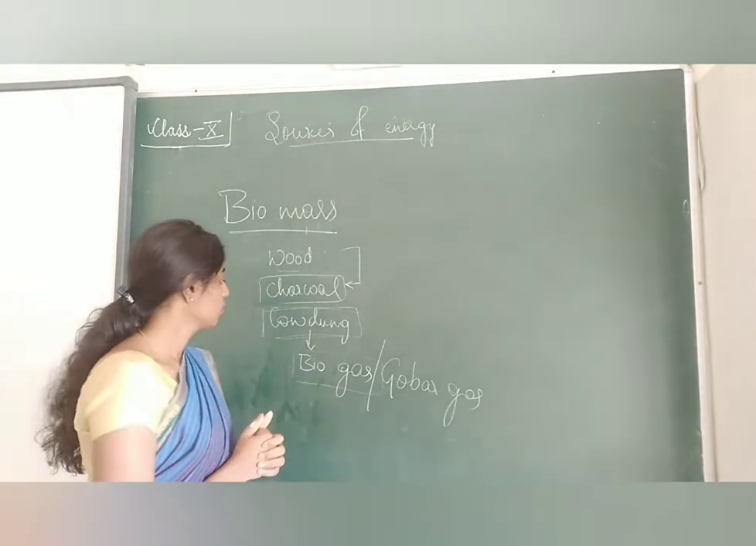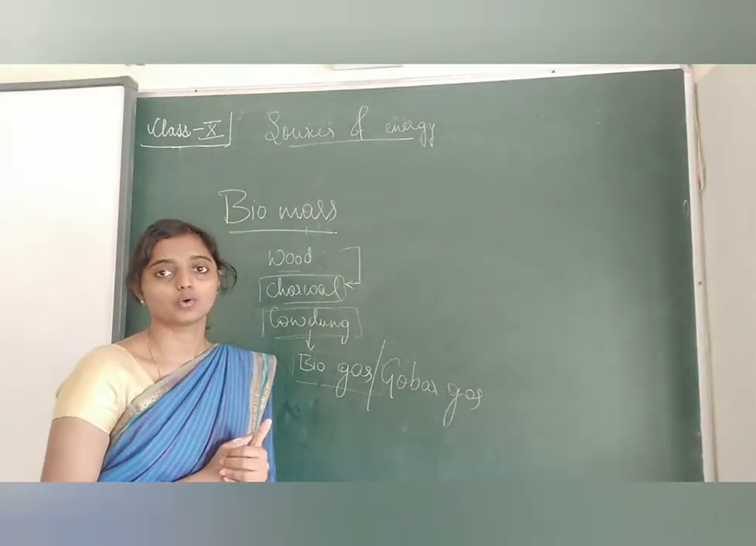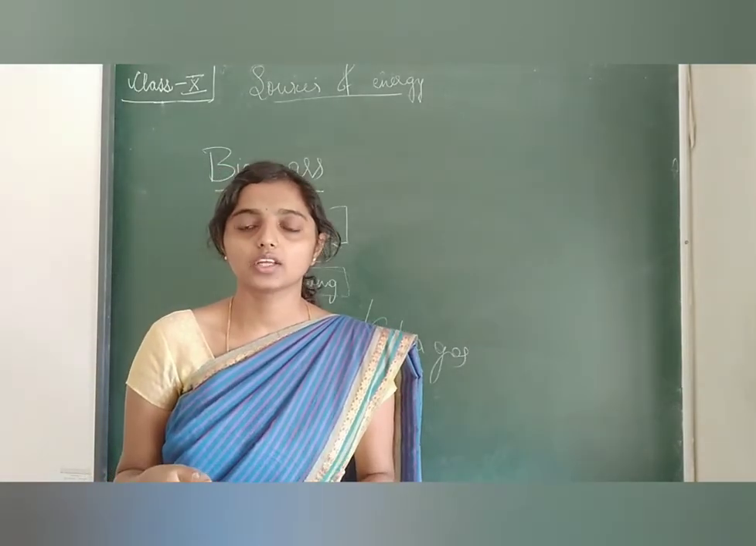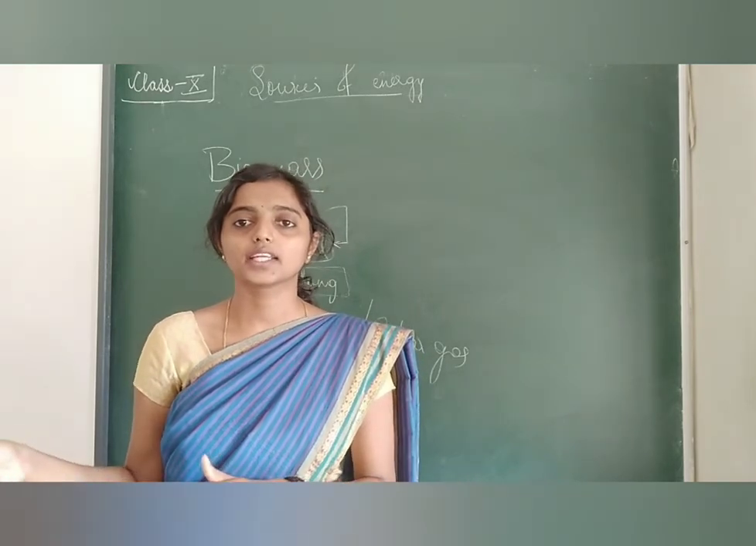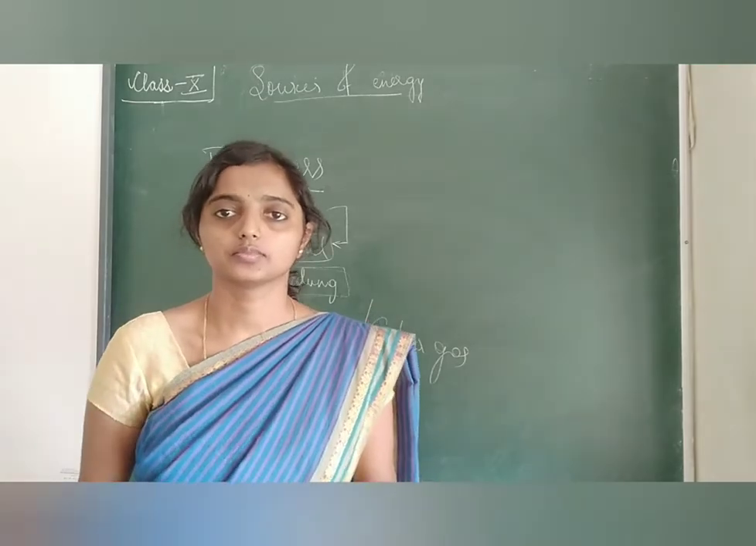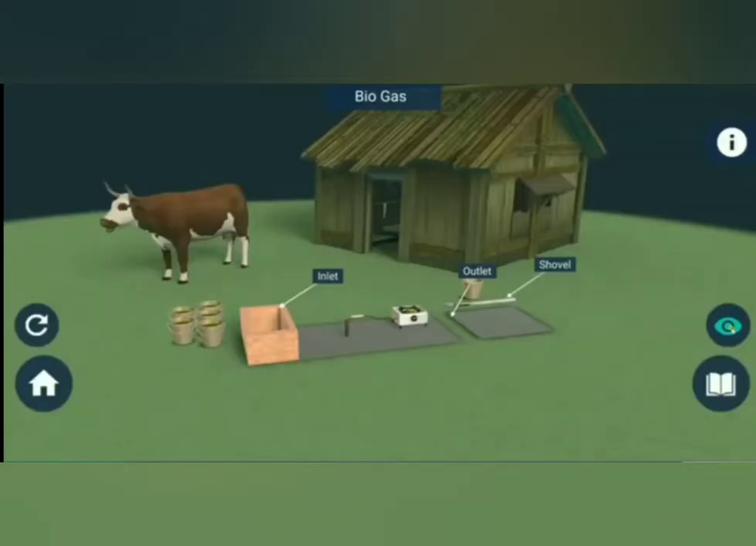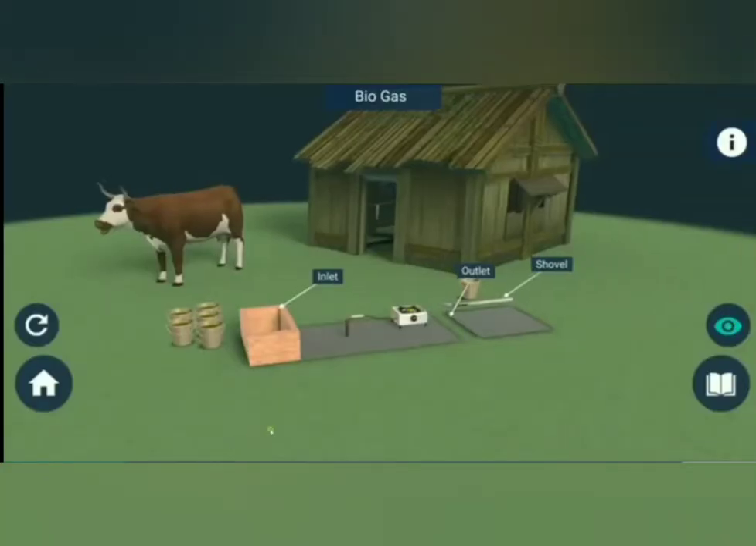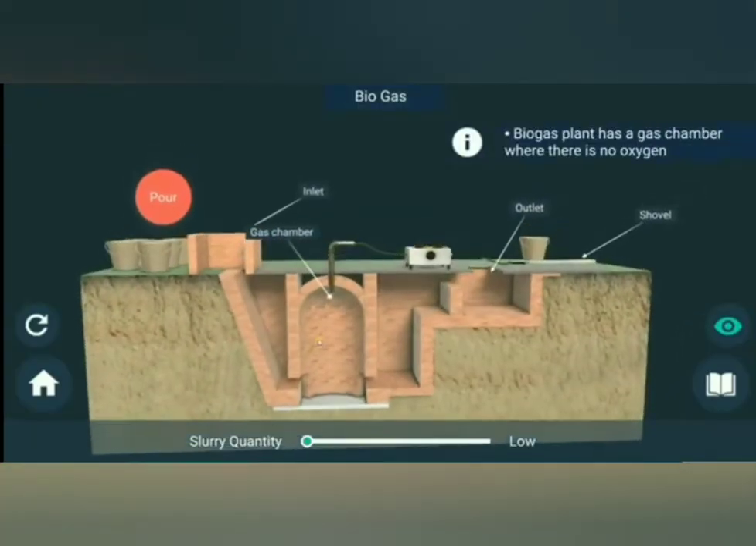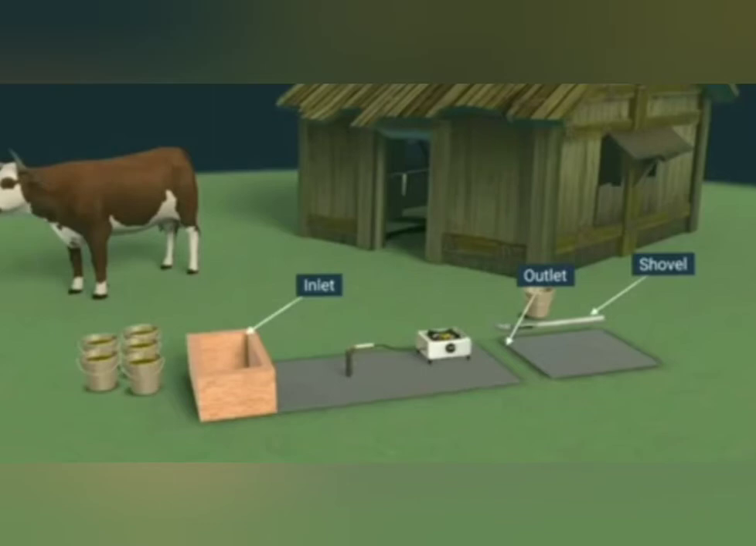Now let us see what biogas is. Biogas is produced in a biogas plant. Now let us take a look at how practically the biogas plant will work. The plant has a dome-like structure built with bricks and has inlet and outlet valves. And this is how it looks from outside.